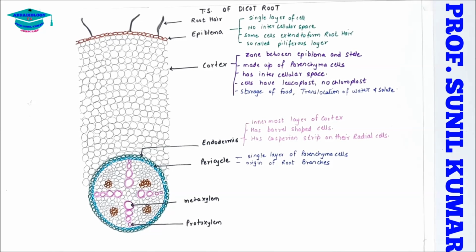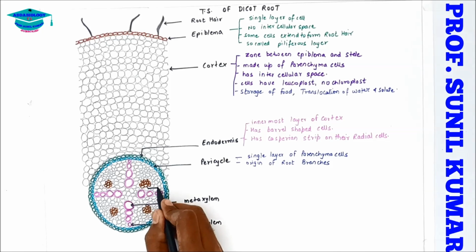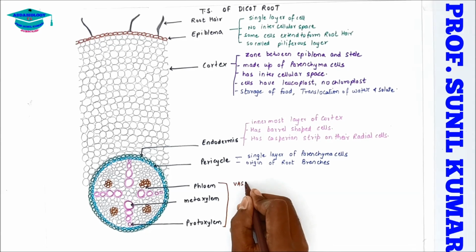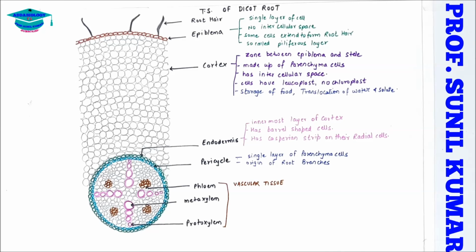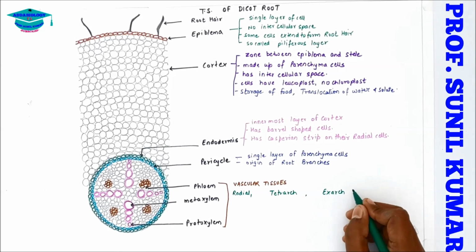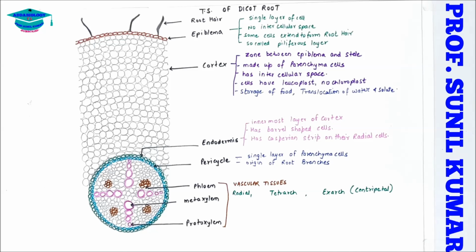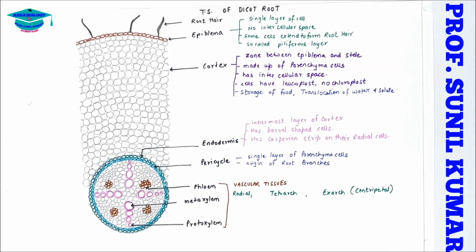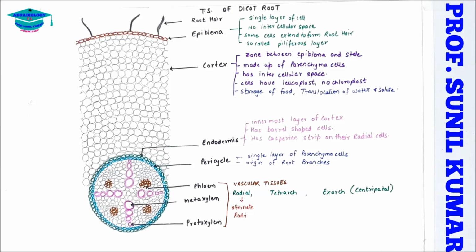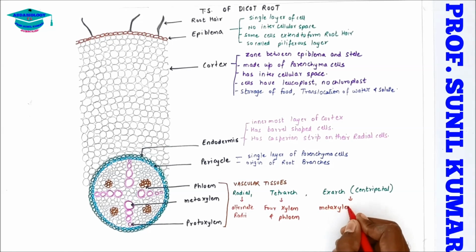This becomes the phloem. So xylem and phloem together form the vascular bundle. How is the vascular bundle in the dicot root? We can say that the vascular tissue in dicot root is radial, tetrarch, and exarch condition, centripetal. When I say radial, it means that the xylem and phloem are all on different, or alternate, radii. When I say tetrarch, it means there will be 4 xylem and 4 phloem present. That is the meaning of the word tetrarch. And exarch means metaxylem towards the center and protoxylem towards the periphery.